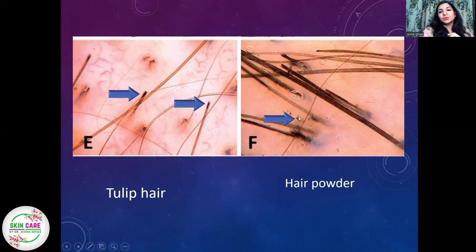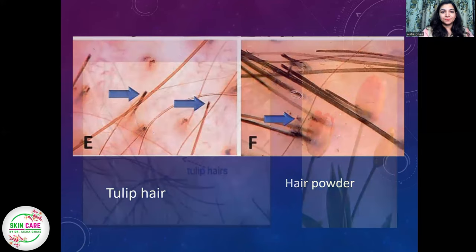And this is the hair powder. Once the whole of the hair has been pulled out, the leftover parts of the hair are broken. Some of them are there within the skin of the scalp, while some of them are dispersed outside the scalp, and this we call the hair powder. These are the broken parts of the hair, which are in the form of concretions maybe.